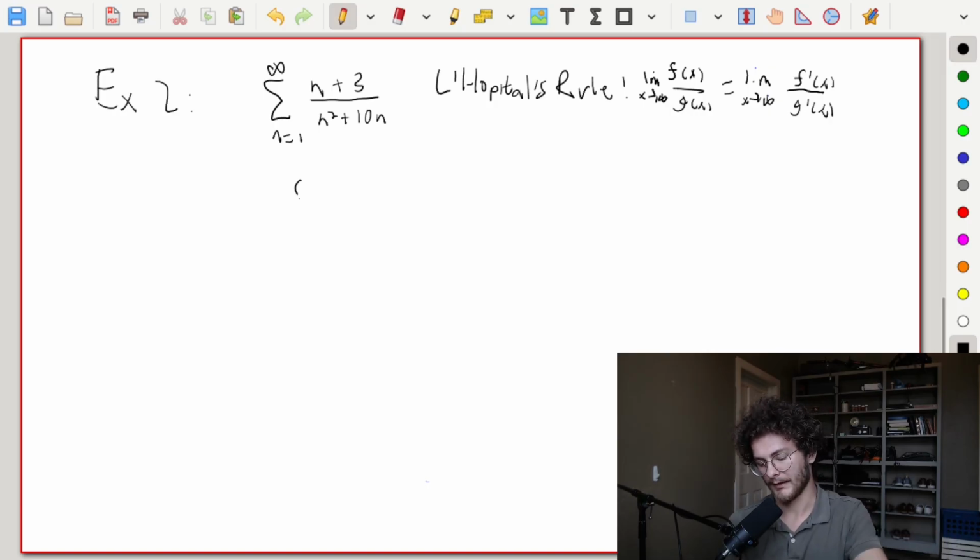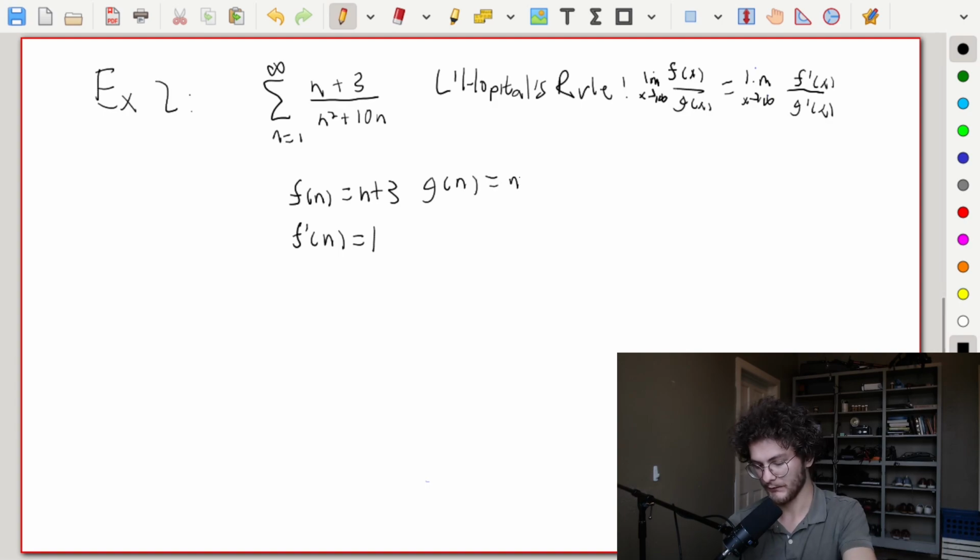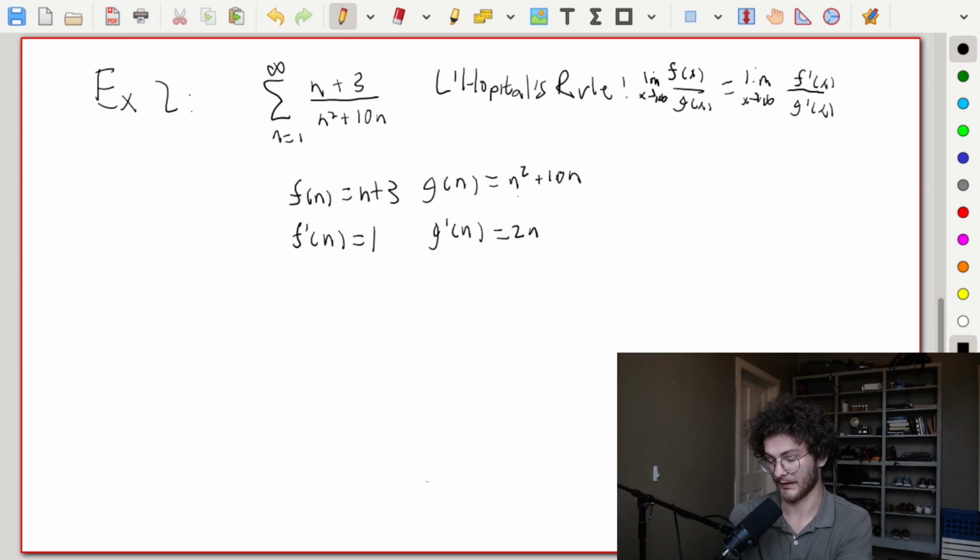So f of x, or f of n in this case, is n plus 3. F prime of n is 1. G of n is n squared plus 10n. G prime of n, we're going to use the power rule. That's 2n because we've subtracted the 1 and moved that exponent to multiply by the original function, plus 10. The original power was 1, so move that to the front using the power rule. We now have our two new functions.